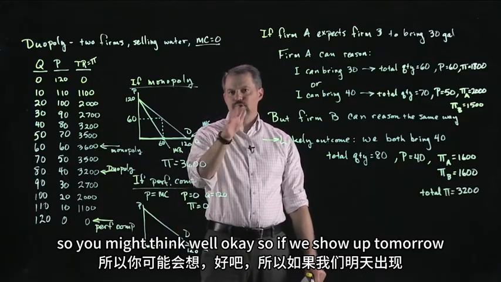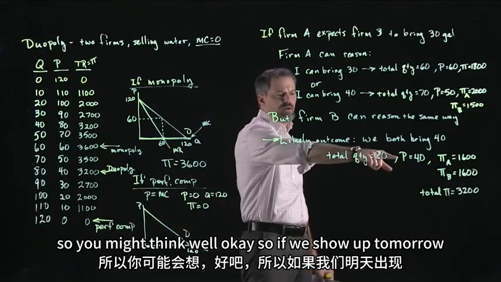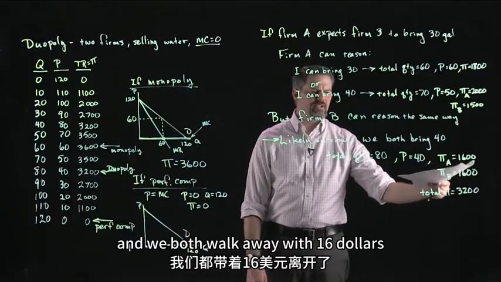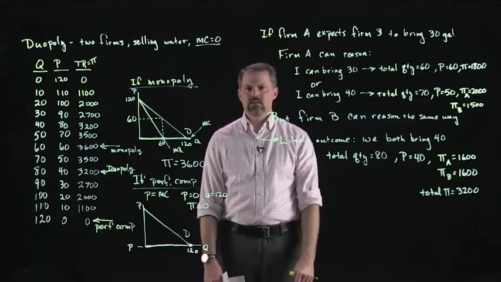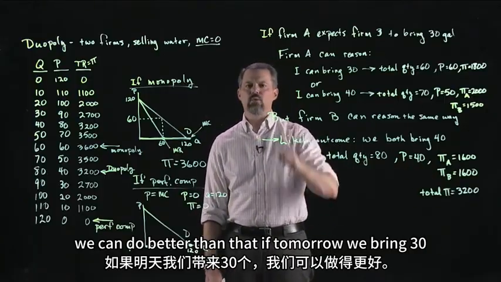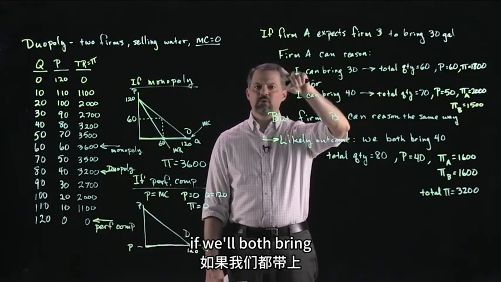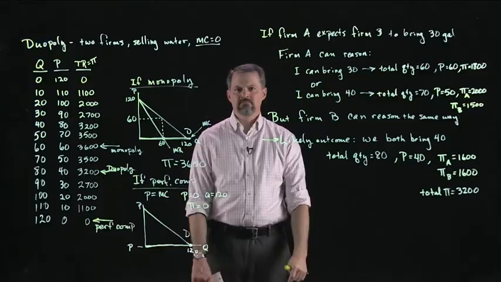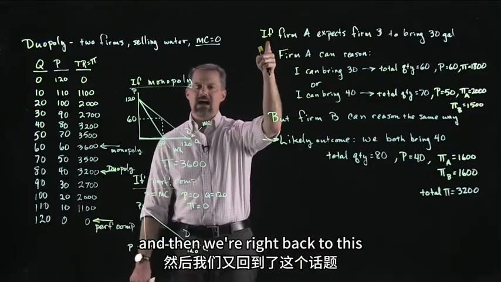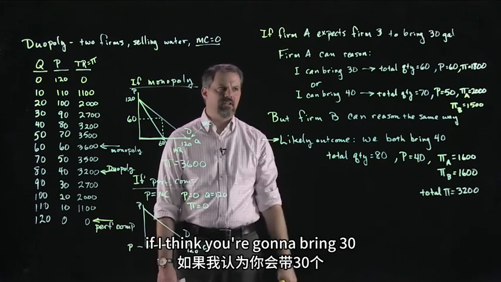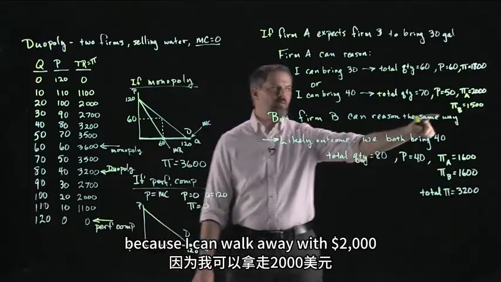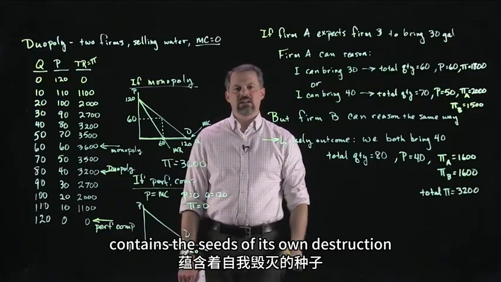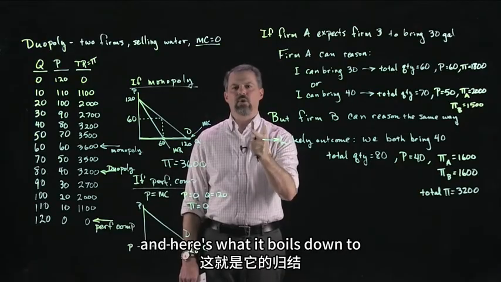So you might think, well, okay, if we show up tomorrow each with 40, and we both walk away with $1,600, we can do better than that. We can do better if tomorrow we bring 30. If we both bring 30, then we'll walk away each with $1,800. So let's form an agreement. You bring 30 and I'll bring 30, and then we're right back to this. If I think you're going to bring 30, I'm probably going to bring 40 because I can walk away with $2,000. So the collusive agreement contains the seeds of its own destruction, and here's what it boils down to.